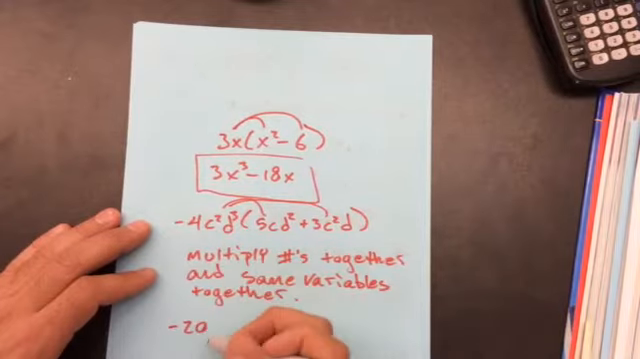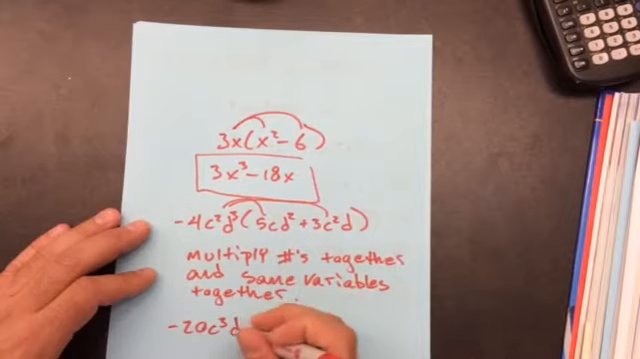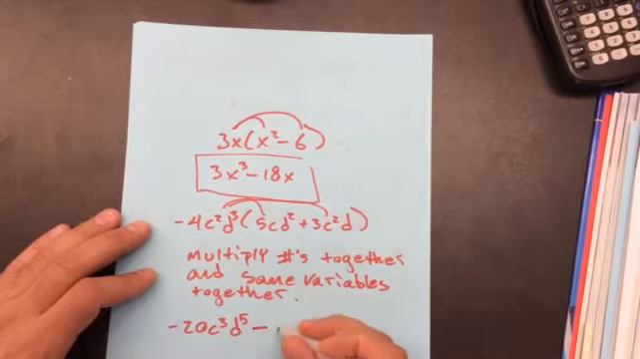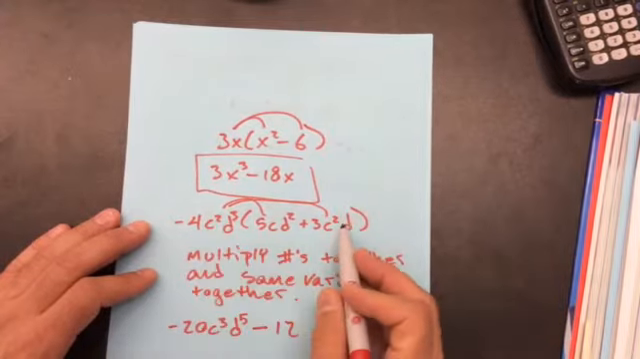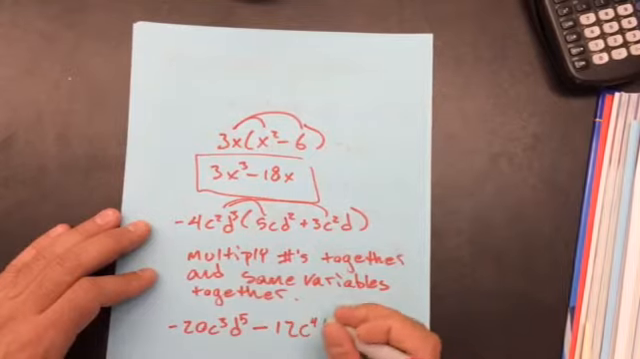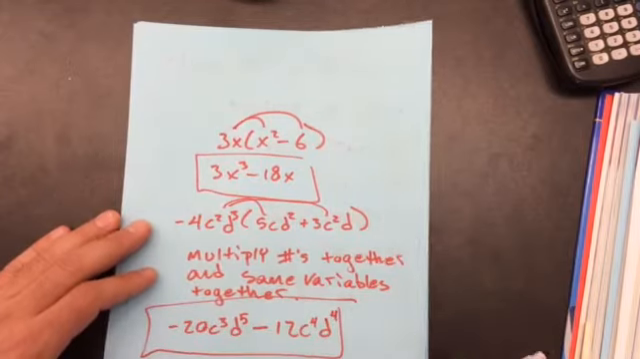C squared times c is c to the third. D to the third times d squared is d to the fifth. You're just adding the exponents when you're multiplying the same base. This is negative, this is positive, so it's going to be minus 12. C squared times c squared is going to be c to the fourth. D to the third times d is going to be d to the fourth. And that's it. So that's all you're doing when you're doing those guys.